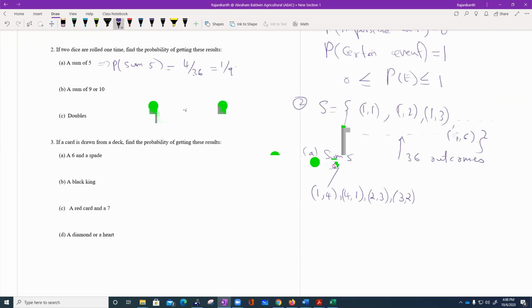right? So for part B, you have now 2 events. They're asking you to find the probability of a sum of 9 or 10, okay?